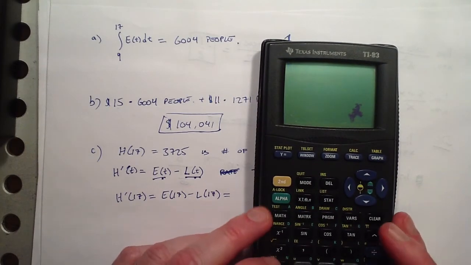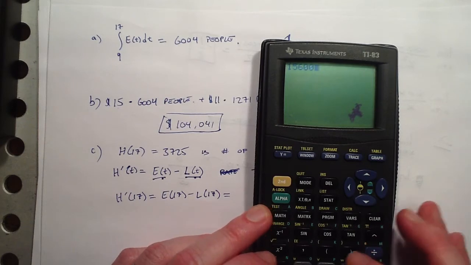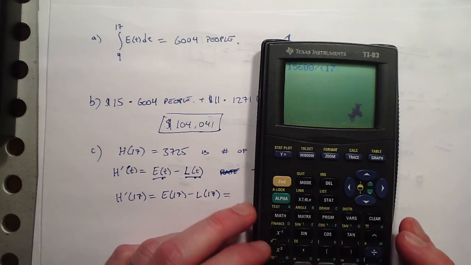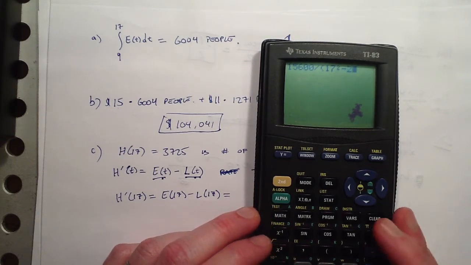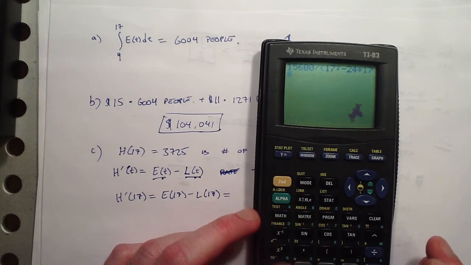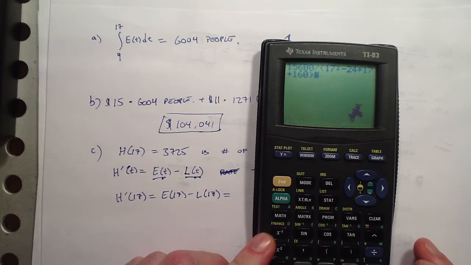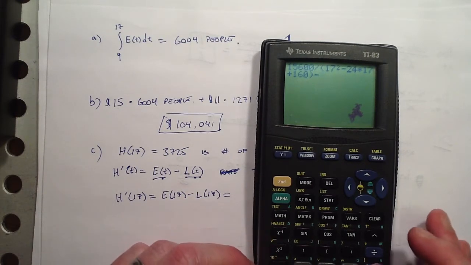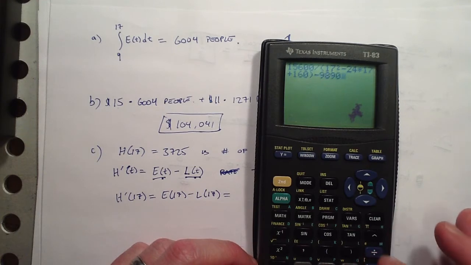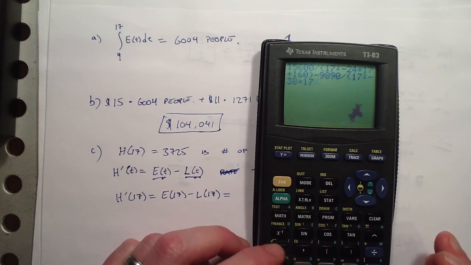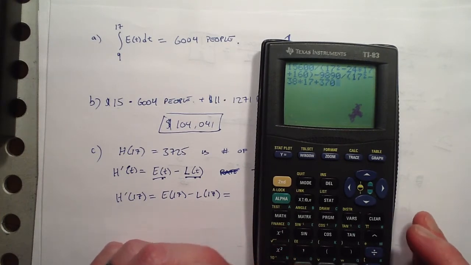So let's see, that's 600 divided by 17 squared minus 24 times 17 plus 160. That's e of 17 minus 9890 divided by 17 squared minus 38 times 17 plus 370.